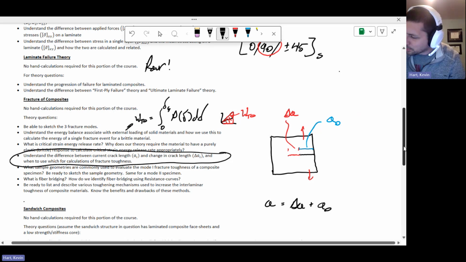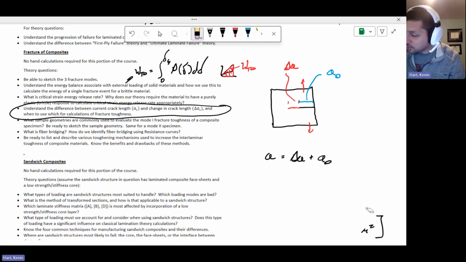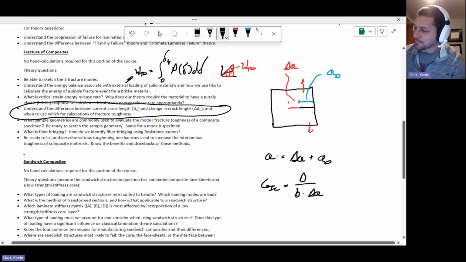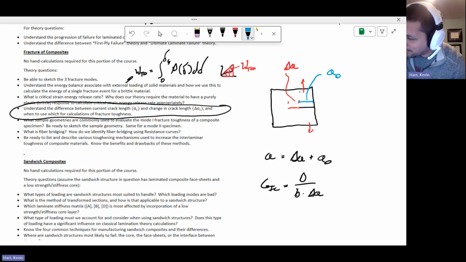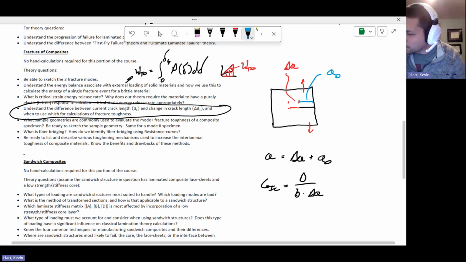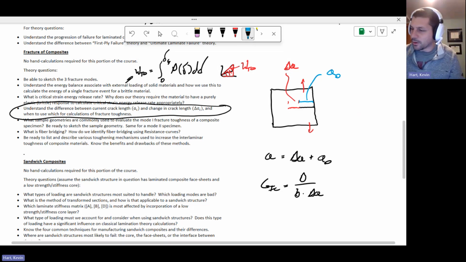You have to be careful not to use that when you're calculating something like G1C, for instance, because G1C uses the crack advance, right? So G1C will use something like D, the energy of fracture, divided by B, the sample width, times delta A, right? Delta A is this amount here. You're not using the full crack length A, which is this amount. And so problem number 2 on that most recent homework, number 11, tripped a couple people up. So just be aware of that.